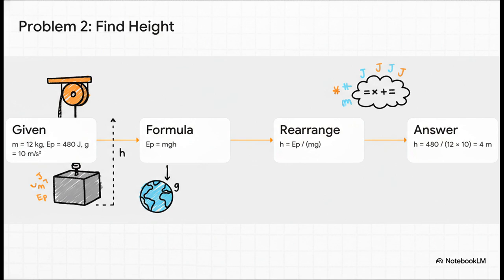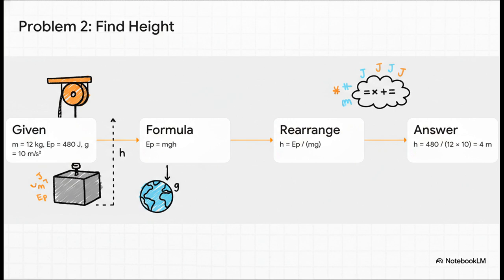This one is slightly different. Here, we are given the potential energy and the mass, and we need to find the height. We start with the same formula, EP equals mgh. But this time, we need to find h. So we must rearrange the formula a little bit. H will be equal to EP divided by m times g.